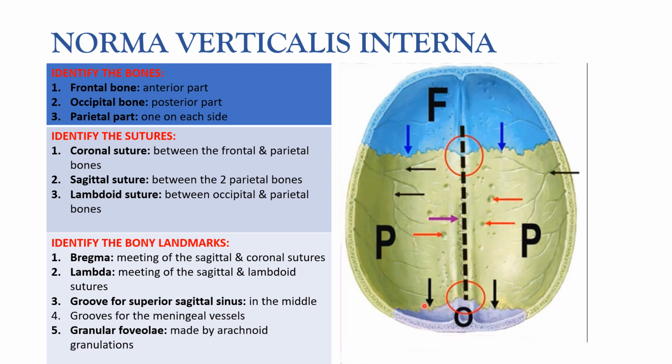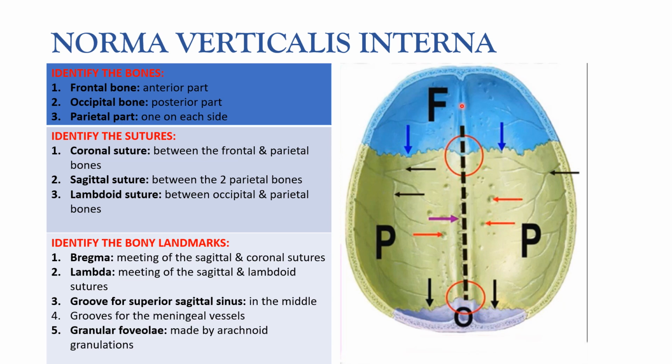Then for the landmarks, we saw the bregma. The bregma is here between the sagittal suture and then the coronal suture. This is the bregma. Okay. Then we looked at the lambda. Lambda is the meeting point of the sagittal suture and the lambdoid suture. So this is lambda. Then there's a groove here.